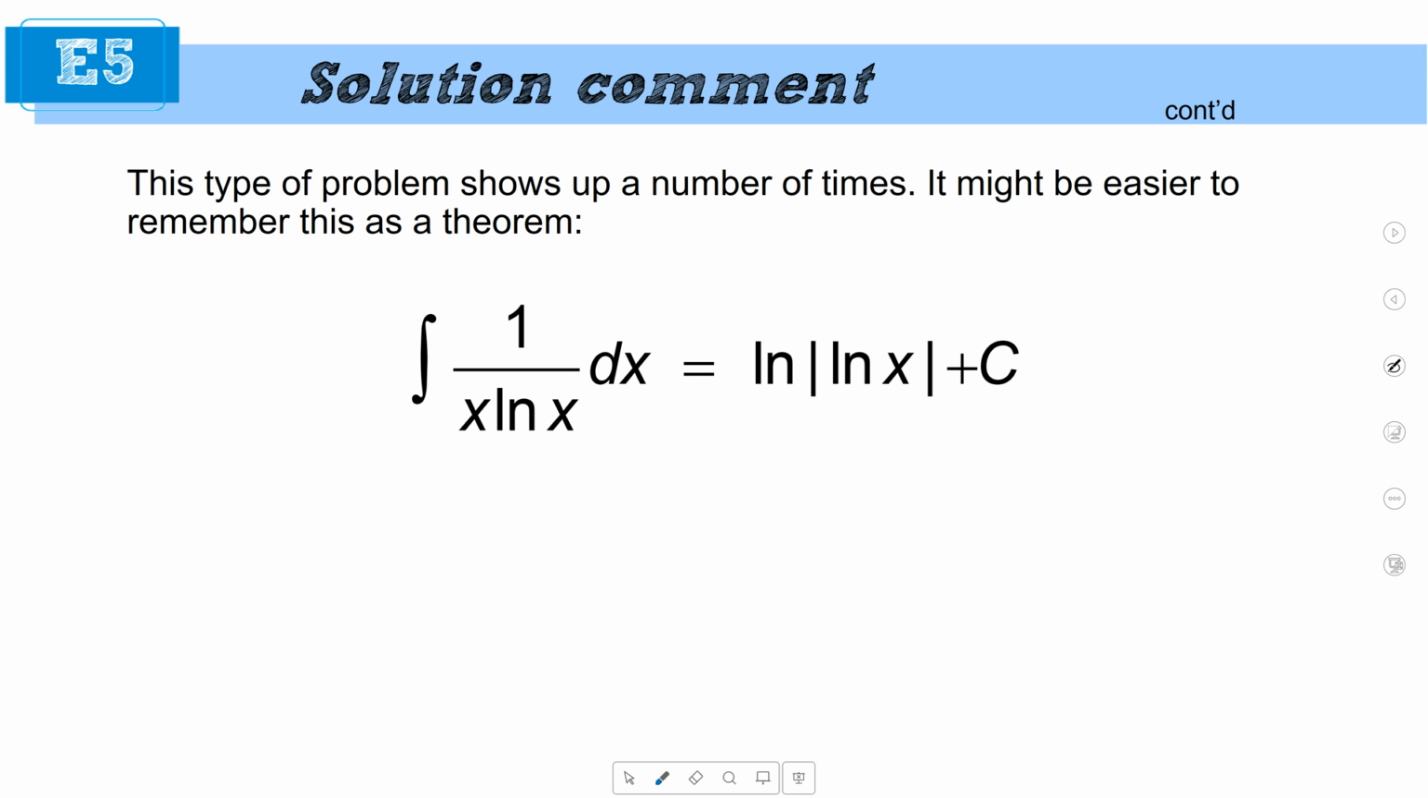Which means we get that as a theorem. For some odd reason, this pops up all the time. I don't know why. I don't know if there's some weird physics thing or why this continues to pop up.